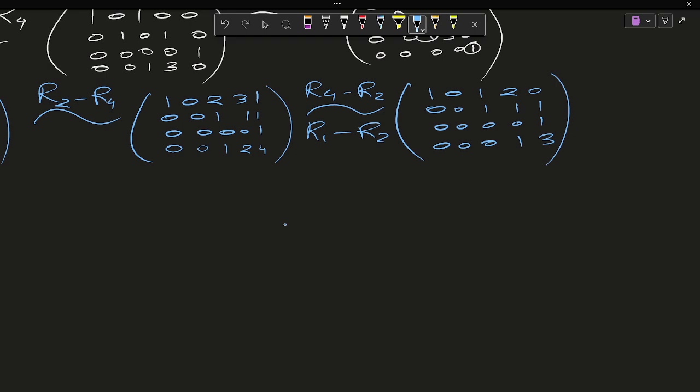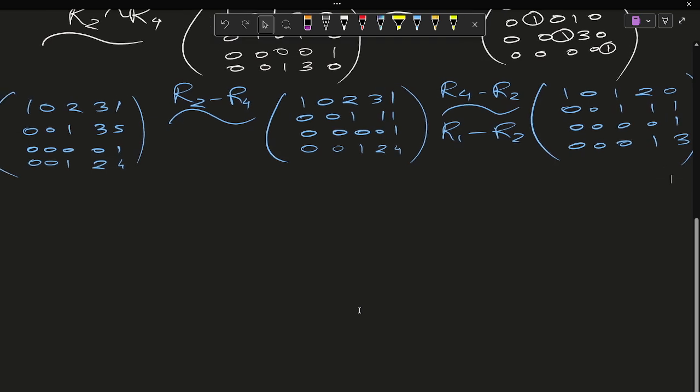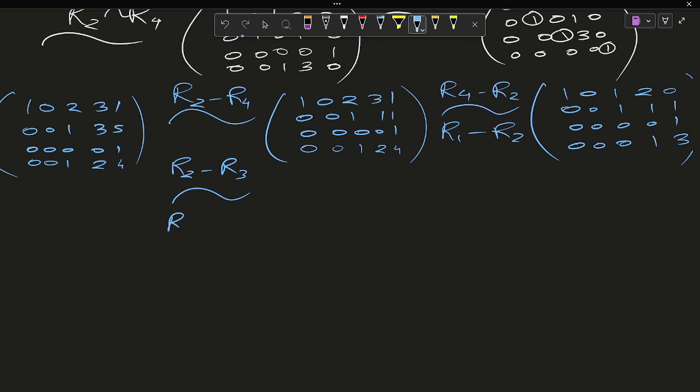So now by the third row, we will eliminate the fifth column. So we can do our R2 minus R3 and R4 minus 3R3. Then we will get, yeah, our fifth column clean.